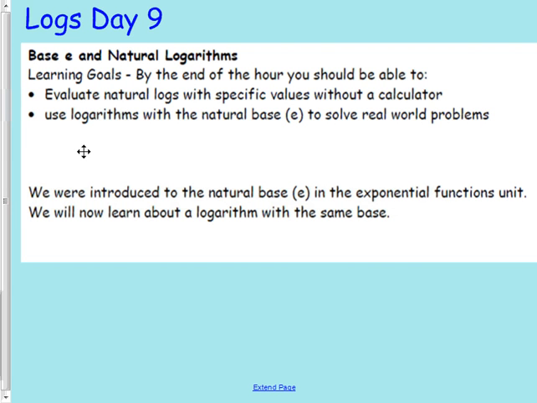Okay, this is logs day 9. Base E. What is E again? Do you remember? About 2.7, and then if you're going to go further, 2.718. It is a number, and it turns out to be this amazing thing in calculus. I don't want to spoil it for them, but E is the only thing that does some special stuff in calculus. It's really a cool number.